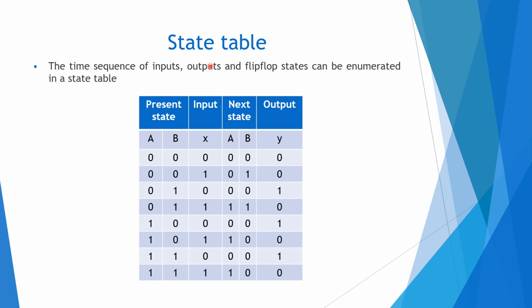So we can make a state table for the time sequence of inputs, outputs, and flip-flop states. So this is A and B flip-flops. The present state is at the present clock edge, which shows the present value of the flip-flops. This is the next state of the flip-flops. So it is there, 0 0. From the state equations, we can derive the state table. I'm not reading the state table; you can understand it by looking at it.